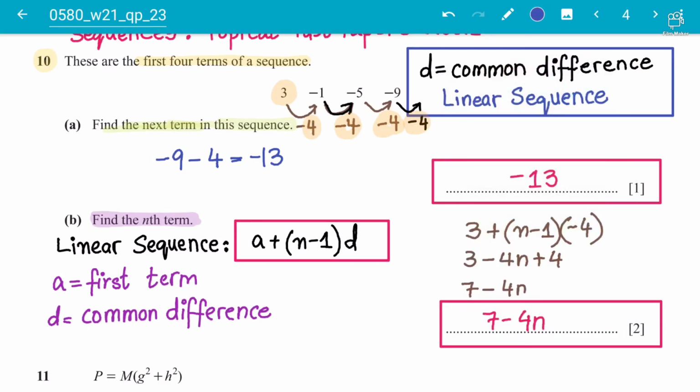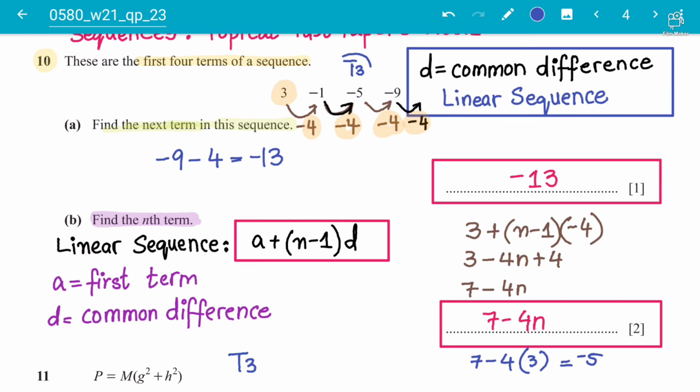Okay, so let me try as well. If I'm finding the third term, the answer should be -5. Okay, students, the third term, the answer should be -5. So here we go, 7 minus 4 times 3. So here you go, 7 minus 12, and you got -5. So the answer is coming correct.